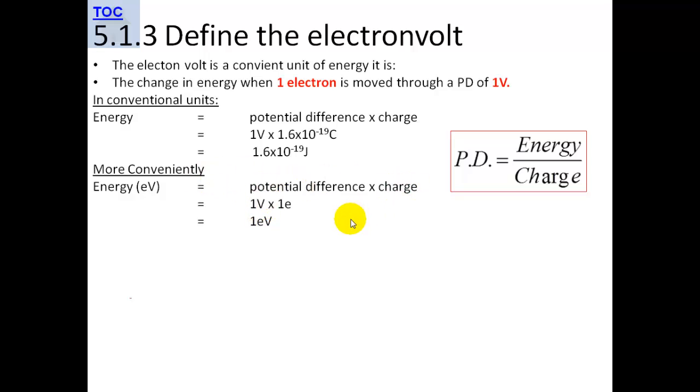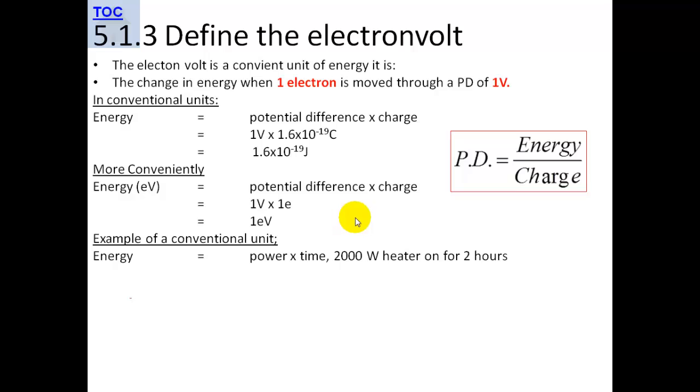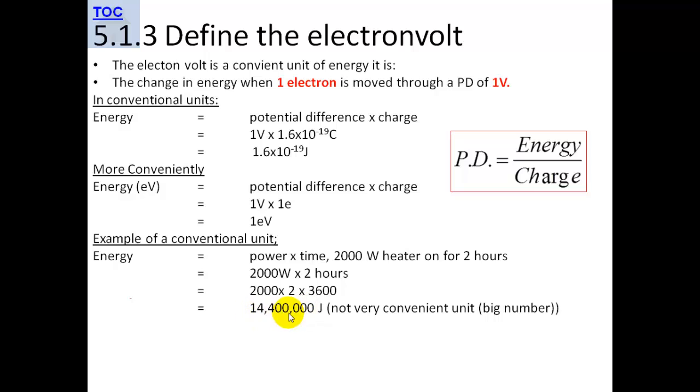We use derived units in other examples in physics. For example, this is a conventional unit. The energy is equal to power times time, and we have a 2000 watt heater on for 2 hours. It's going to be a very complicated number, a very large number. 2000 times 2 hours in seconds is going to be 2 times 60 times 60. So we end up with a very clumsy value, 14,400,000 joules, which is not very convenient.